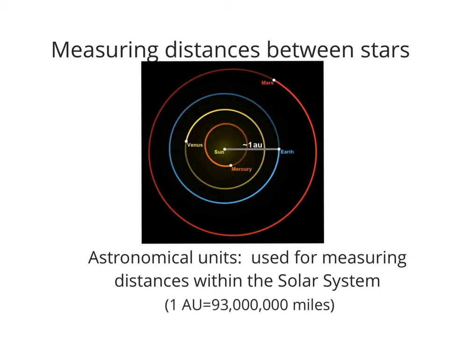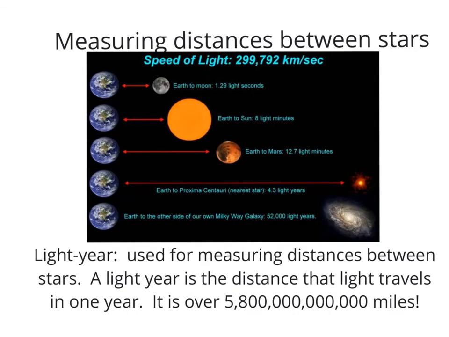First, let's talk about a unit that's used most when we're measuring distances between planets in the solar system. That unit is called an astronomical unit, and it's based on the distance between the Sun and the Earth. So one astronomical unit is about 93 million miles. Even though that seems like a very large distance, it just doesn't cut it when we start looking at the distances from one star to the next.